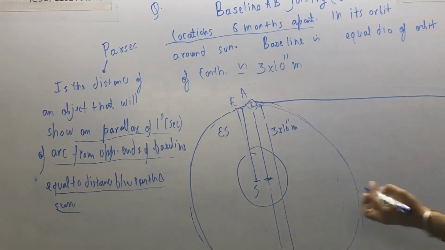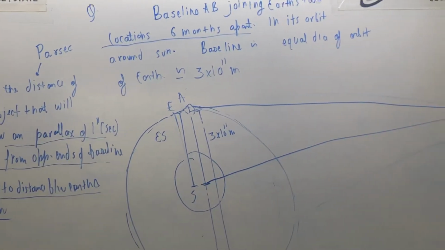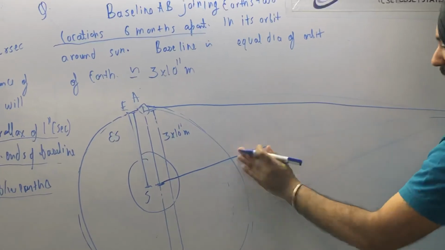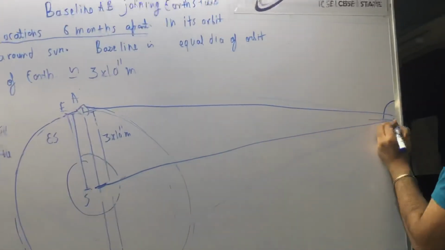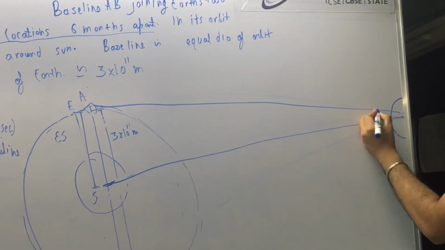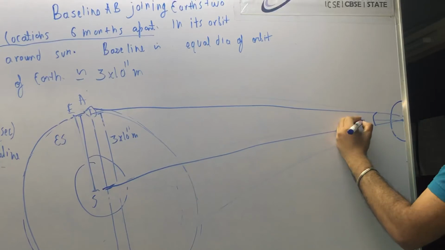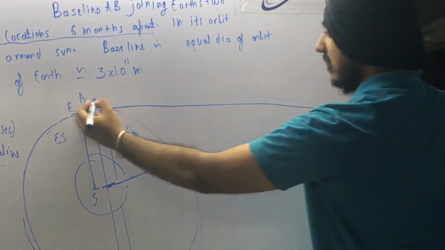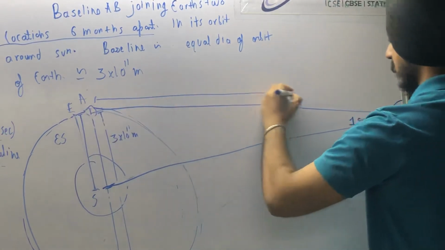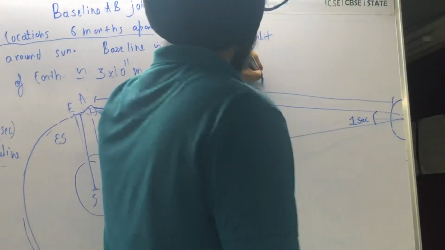So this and this. Pardon my drawing, it's a little bit long. Just for your imagination, I made this much long. So this is the angle we are talking about. This angle here is 1 second. And we have to find this distance, which is known as 1 parsec.